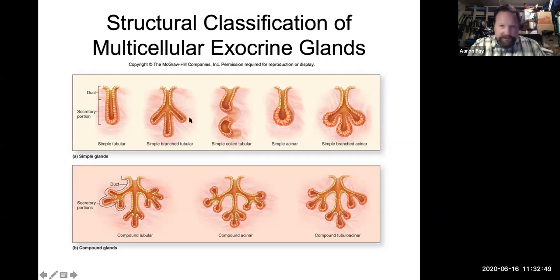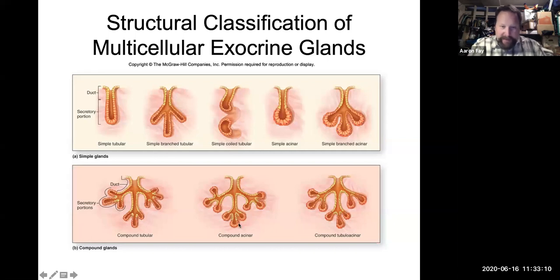Branched tubular is just straight branches. Simple coiled, we're going to see a lot of those in the skin. Think of it as a big long piece of string crumpled up into a ball. It's kind of a big mess. Simple acinar means it has that sac or bag at the end. It's not just a straight column. Branched acinar.